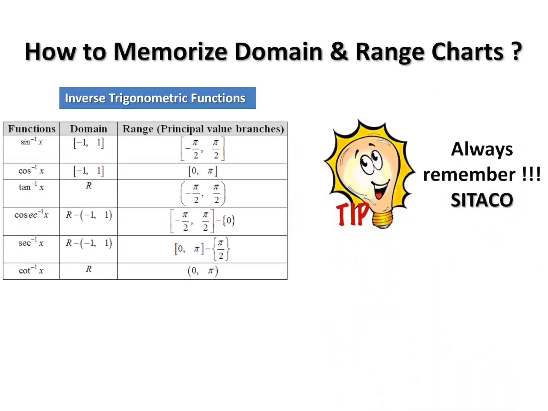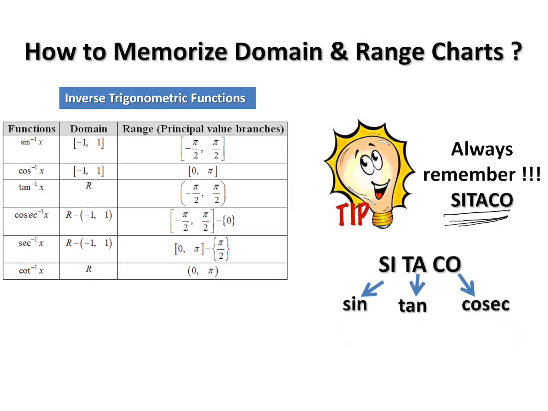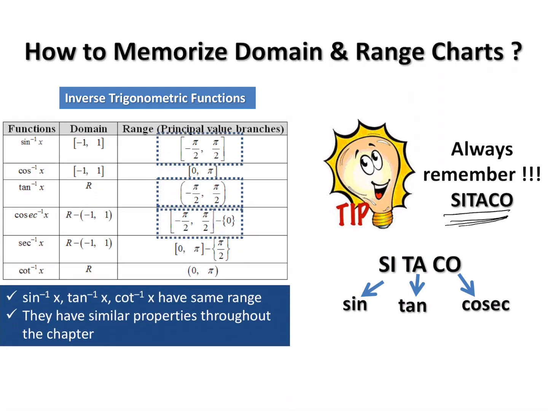Next is the range. A simple trick to memorize range is, remember the word sitaco. S-I-T-A-C-O, sitaco. What is sitaco? SI means sine, TA means tan, CO means cosec. If you see in the table, sine inverse x range is from minus pi by 2 to pi by 2, tan inverse x from minus pi by 2 to pi by 2, cosec inverse x is from minus pi by 2 to pi by 2 minus 0. You see all the three functions, sine inverse x, tan inverse x, cosec inverse x, they all have the same range, minus pi by 2 to pi by 2.